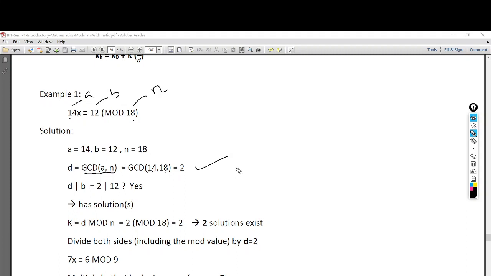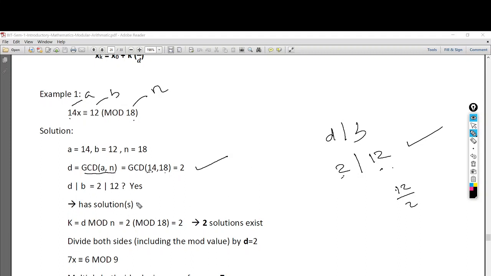Now we have to do that test. We have to check whether d divides b. So d is 2. It divides b, b is 12. Yes, 2 divides 12, or 12 is divisible by 2. Yes, it is 6 and no remainder. So that means yes, we are going to have solutions for this one. So therefore now we are going to proceed.